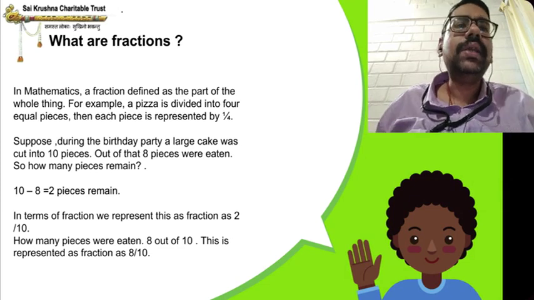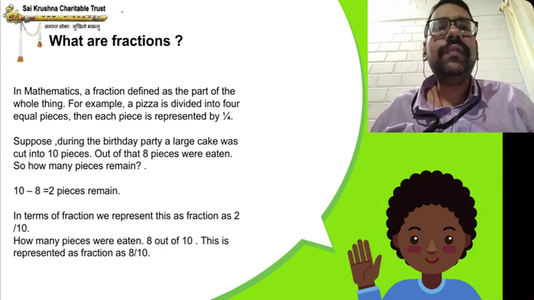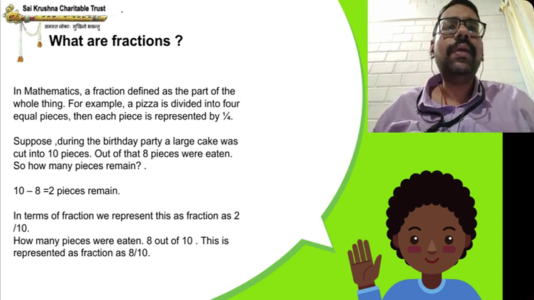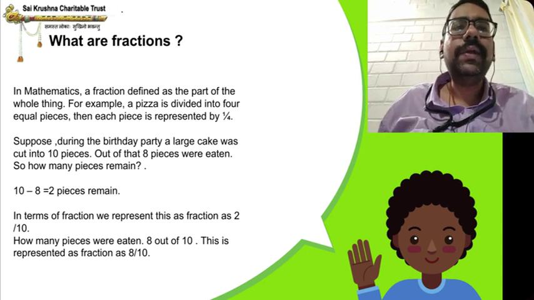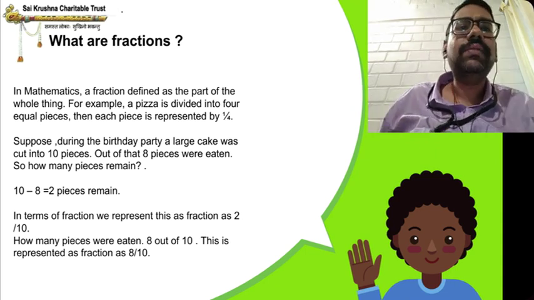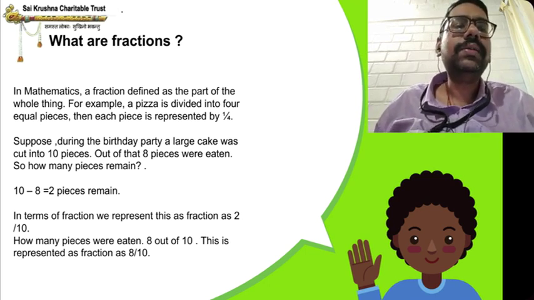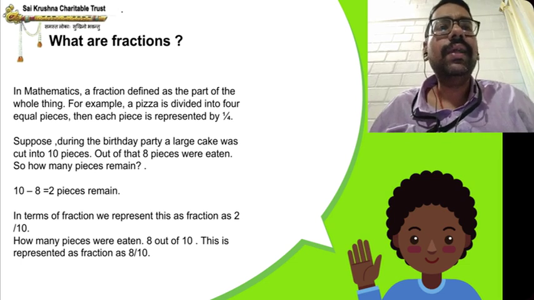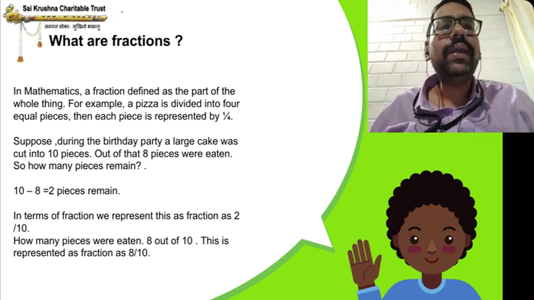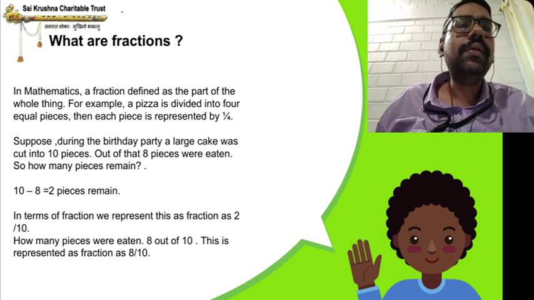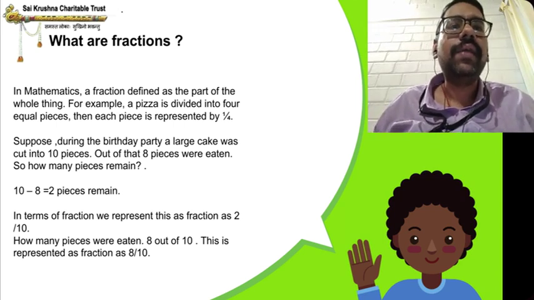What is a fraction, children? A fraction is defined as part of the whole thing. For example, suppose a pizza is divided into 4 equal pieces. Each piece is represented by 1 by 4. So there is a large pizza, okay? Pizza is divided into how many equal pieces? 4 equal pieces. Each piece is represented by 1 by 4.